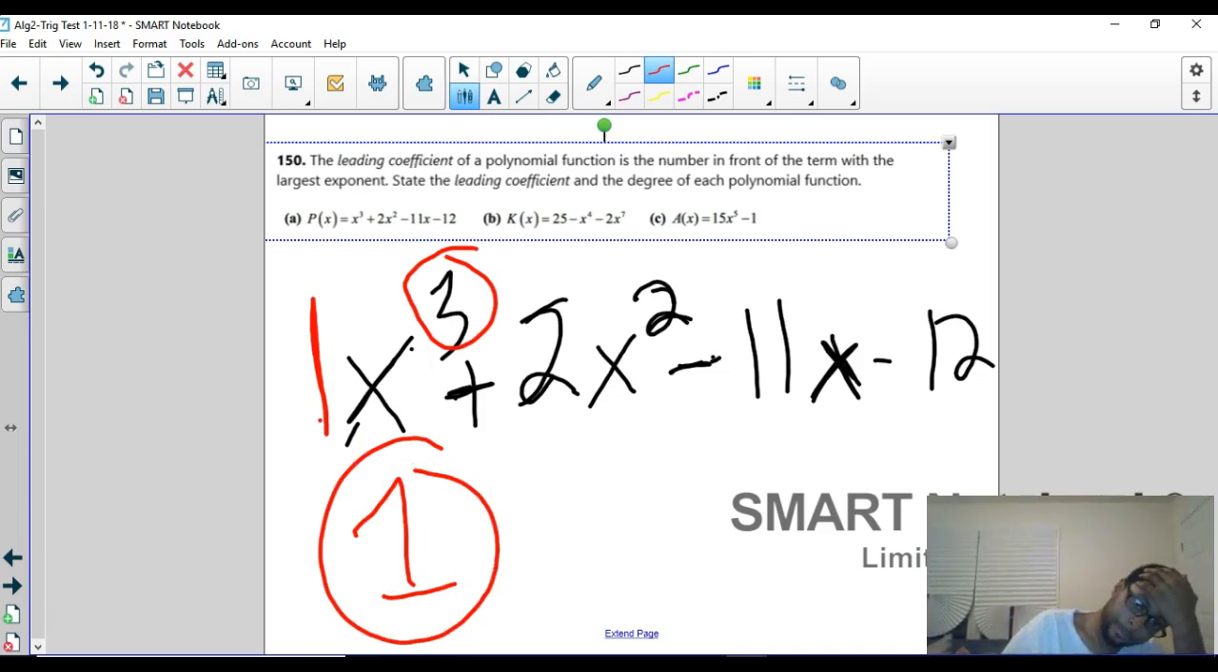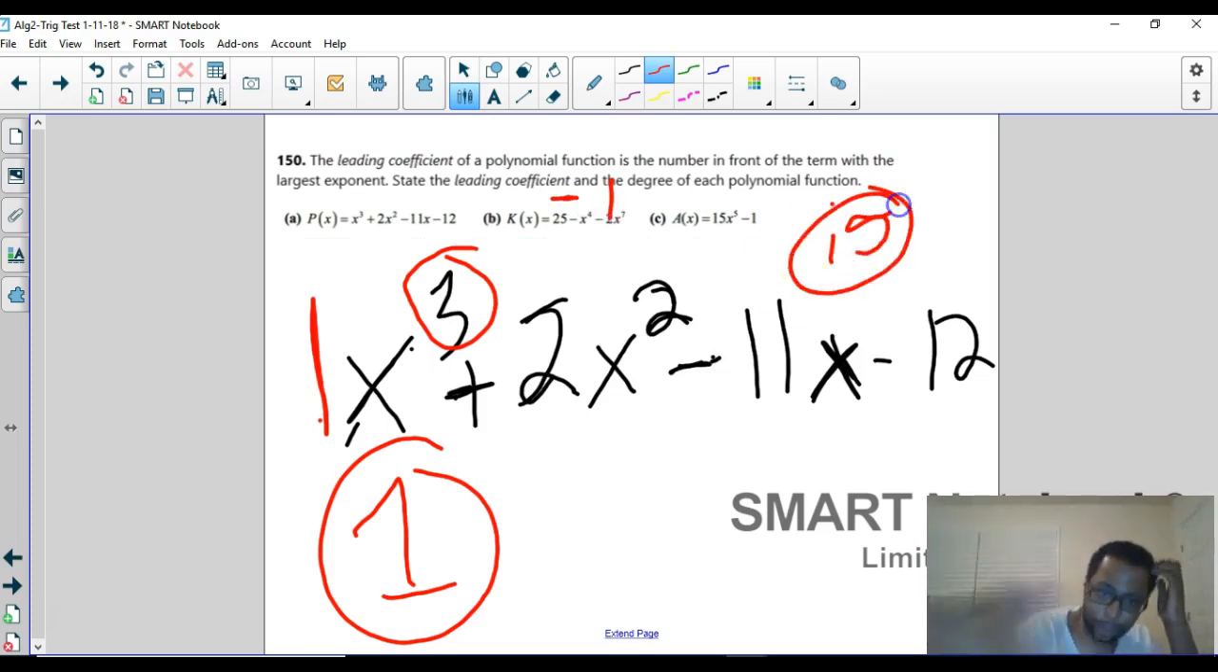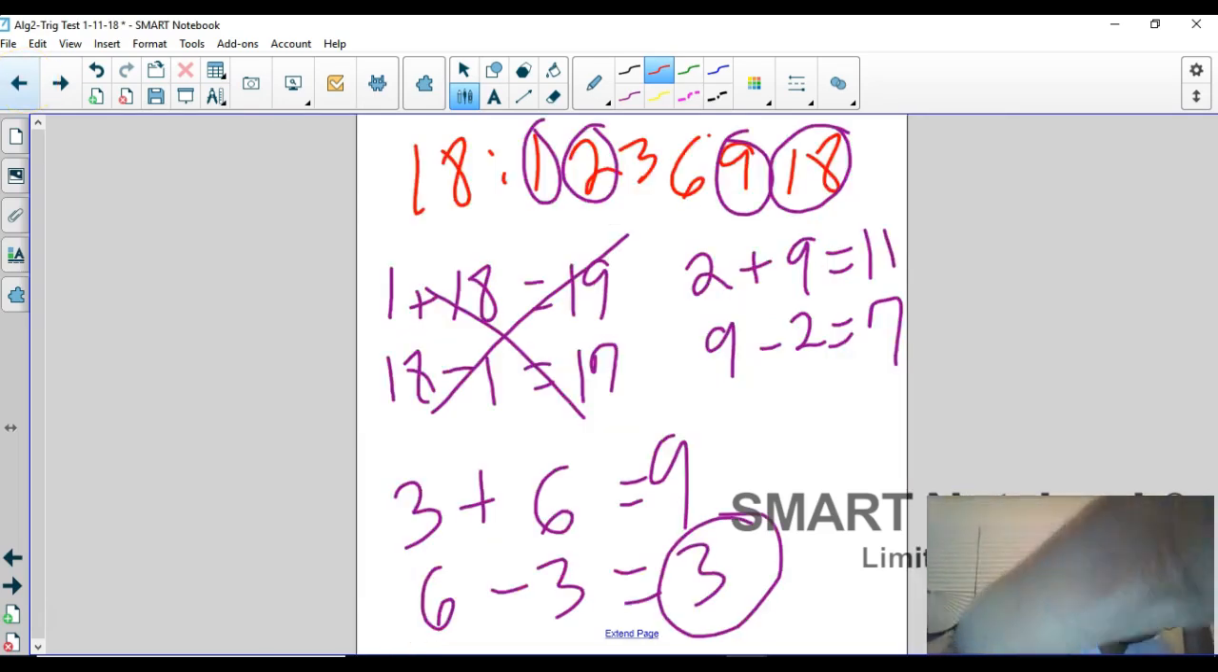Okay. Second one, we talked about it again, the leading coefficient is the number with the largest exponent. The largest exponent in b is x to the fourth. The number that's in front is a 1, but it's a negative, so this is going to be negative 1. Okay. Last one here, again, the leading coefficient is 15. Okay. Pretty straightforward.